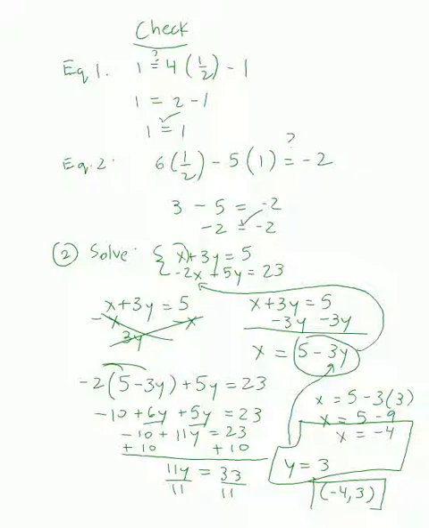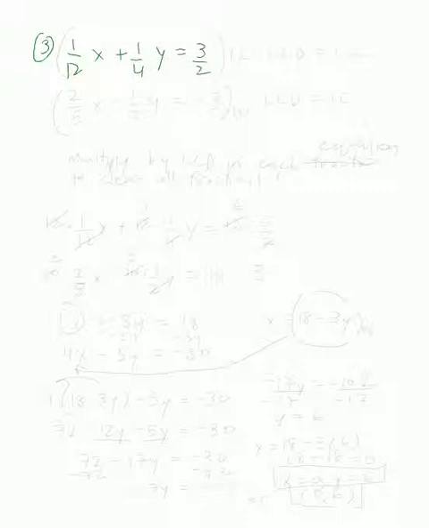Okay, so let's work on the next problem. This is going to be a tricky one. So number 3, I have 1/12 x plus 1/4 y equals 3/2, and 2/5 x minus 1/2 y equals negative 3. Now notice I have fractions. So the first thing I'm going to do is actually eliminate the fractions. And let's remember how to do that.